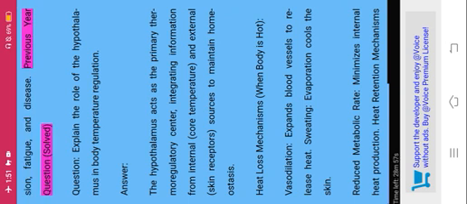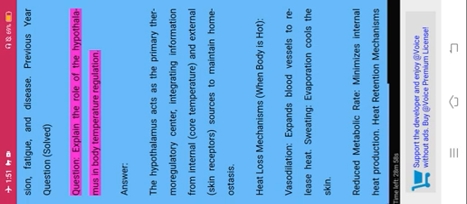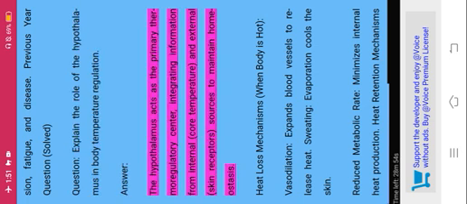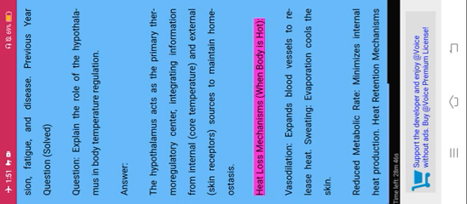Previous year question solved. Question: Explain the role of the hypothalamus in body temperature regulation. Answer: The hypothalamus acts as the primary thermoregulatory center, integrating information from internal core temperature and external skin receptor sources to maintain homeostasis. Heat loss mechanisms when the body is hot.